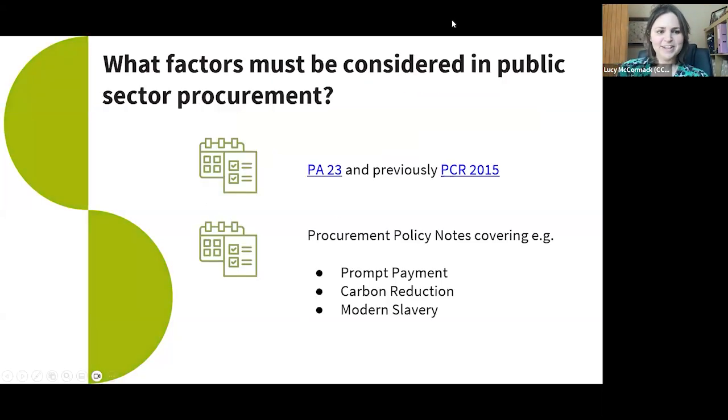If you could move forward again, please, Jack. Thank you. So there are some factors that we need to consider in public sector procurement that mean that sometimes we are a little more constrained than might be the case when conducting procurement in the private sector. But these are important factors and factors that apply to us that we must adhere to.